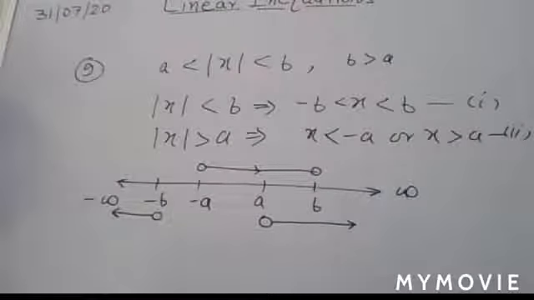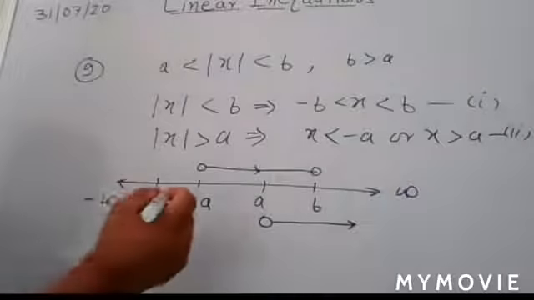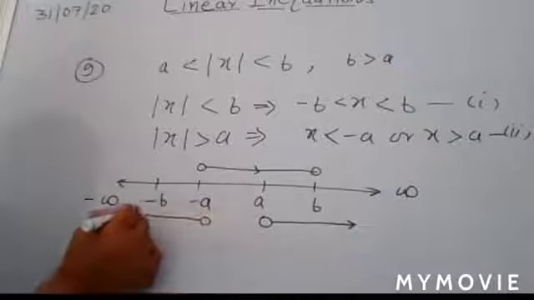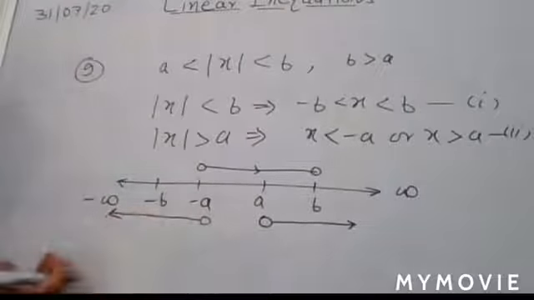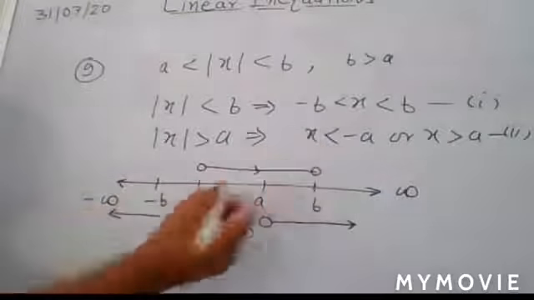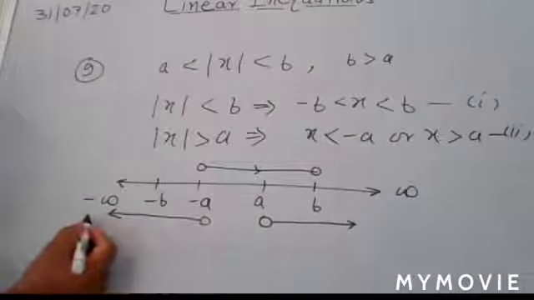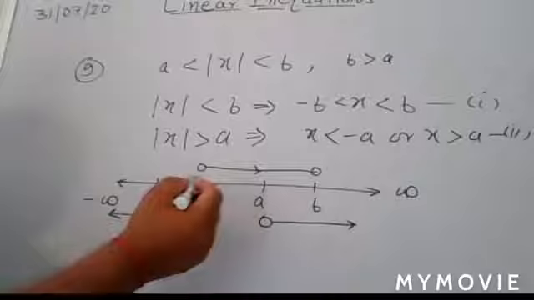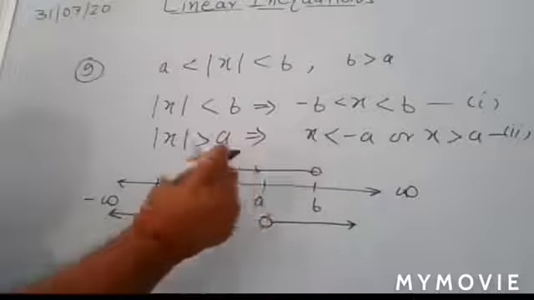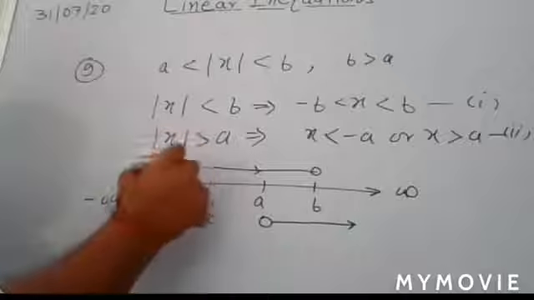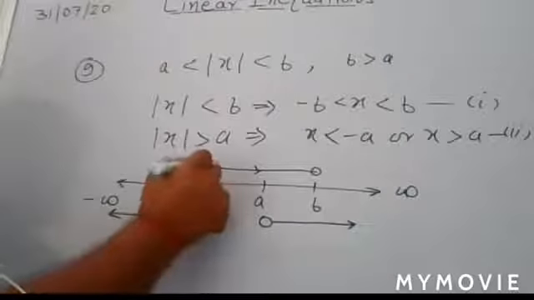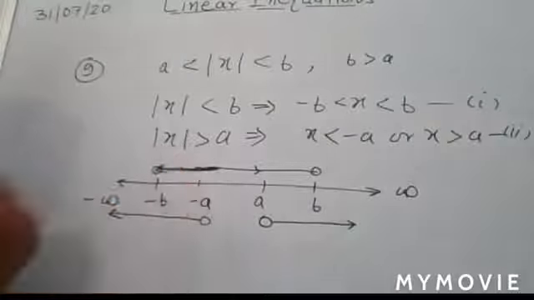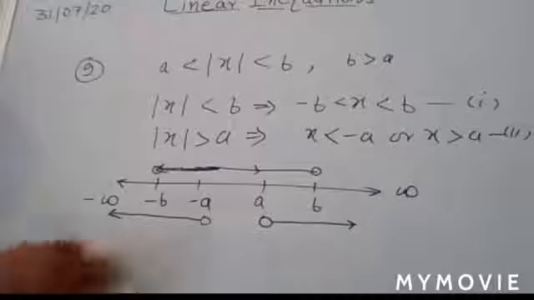Yes, it is correct. Now just correct it, in this way. In the second part you have x is lesser than minus a, and here you have x is greater than a. And for the first result, you see that x is lying between minus b to a. In this way, you have your result.